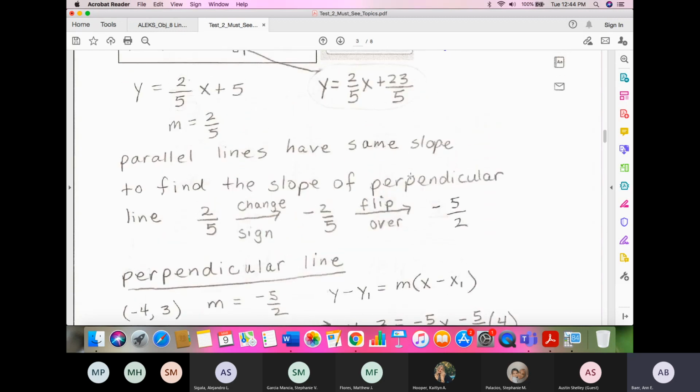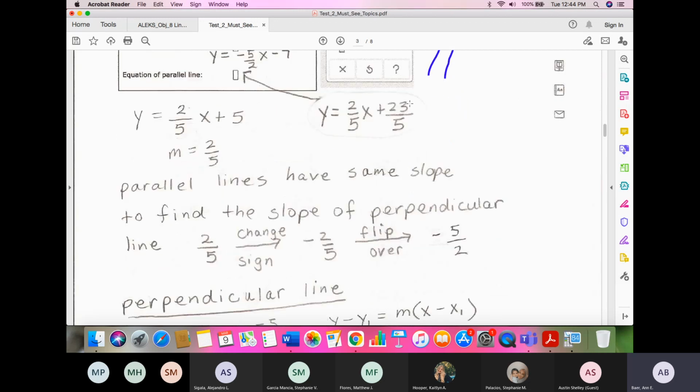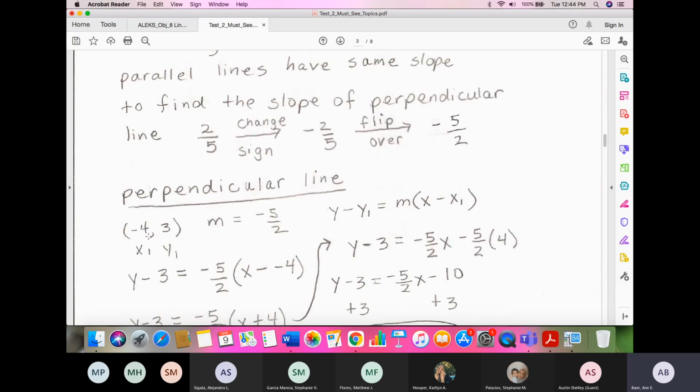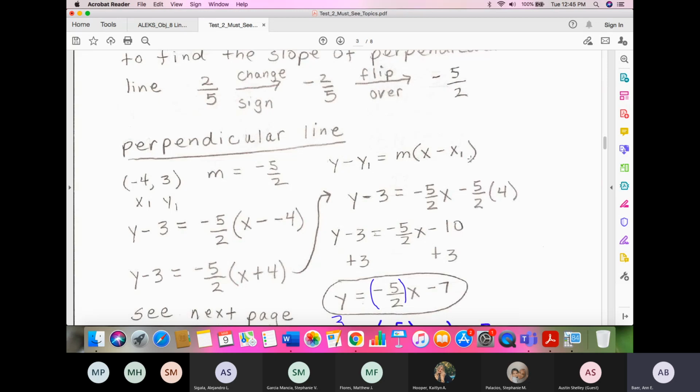So our perpendicular line, we are told both our perpendicular and our parallel line go through the same exact point of -4, 3. So I copied down our point here, -4, 3. Our slope for our perpendicular line is -5/2. Right, I copied that down. Point slope form of the equation of a line: you want to make sure you're writing that formula down on the test. y minus y1 equals the slope times x minus x1.